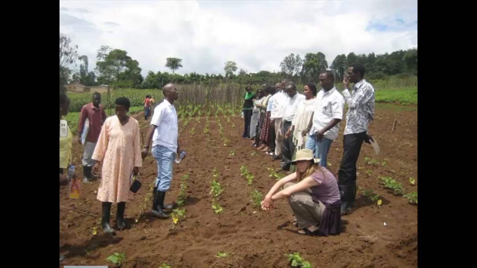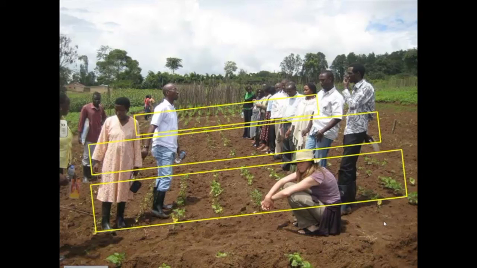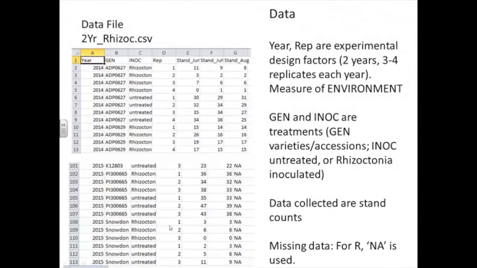So again, we can look at a field like this. So we have this field day visit. So the field is actually set up with replicates in it. Okay? So these are blocks, and then the different accessions are actually randomized within each of these blocks. Okay?